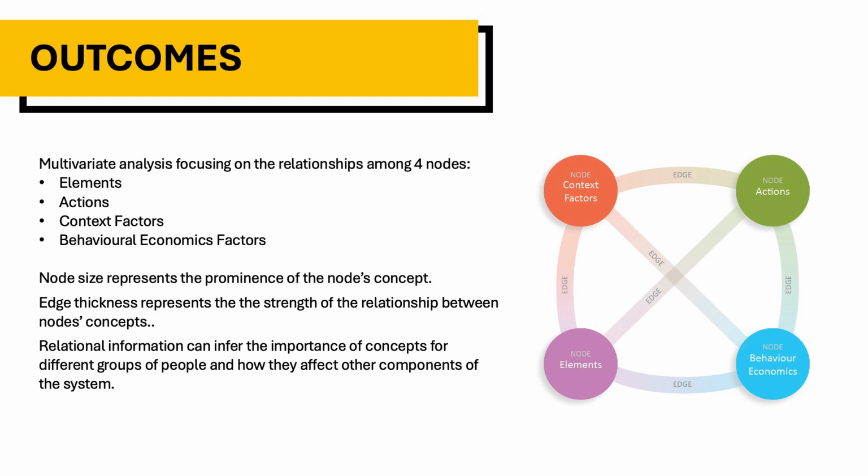To represent these relationships, we applied a network diagramming approach. Nodes are the circular shapes that represent the individual concepts. Their size represents their prominence in the data.